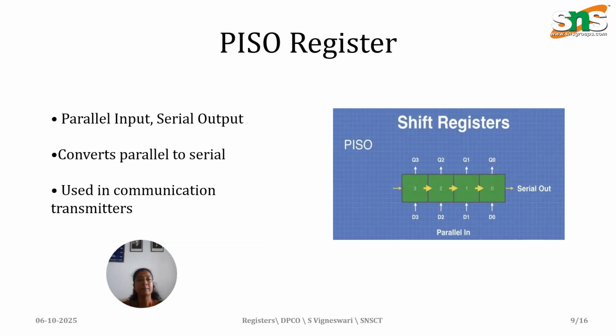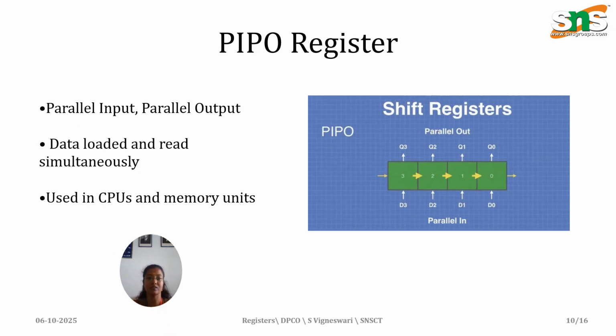And next comes the parallel in, serial out register. This indicates the data are loaded simultaneously when the clock pulse is given. All four data bits are loaded into the shift register at a time, but at the output end we collect only one bit per clock pulse. So this converts parallel to serial mode, and hence it is effective in the transmission sector of the communication system. This is used in the communication transmitter sector.